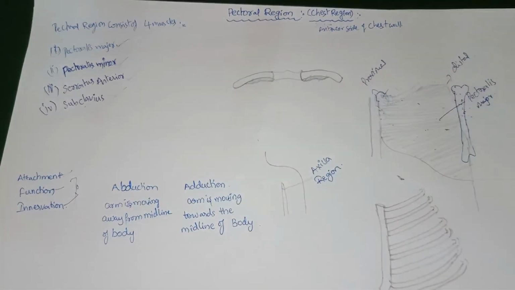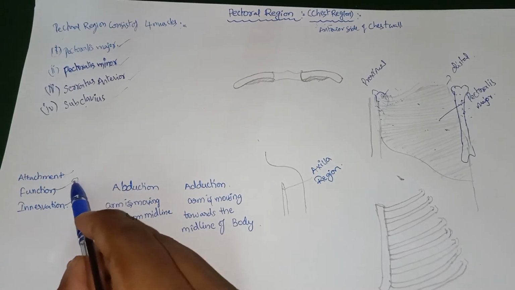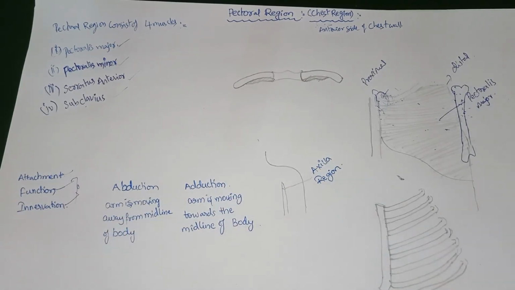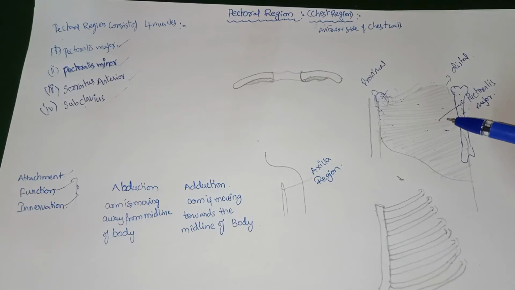So the attachment is finished. Next we are going to learn about the function. What is the function of the pectoralis major muscle? It adducts and medially rotates the upper limb.